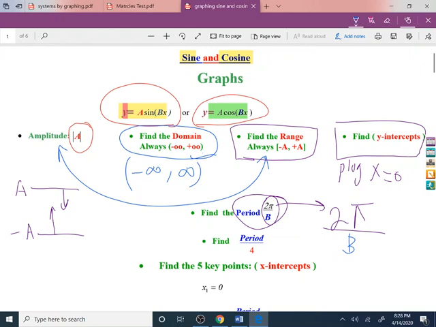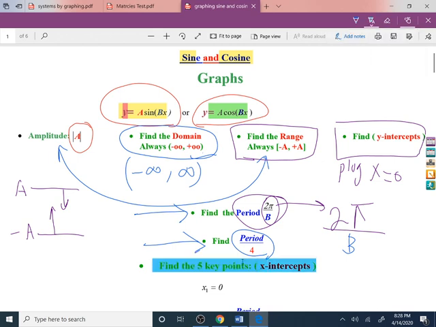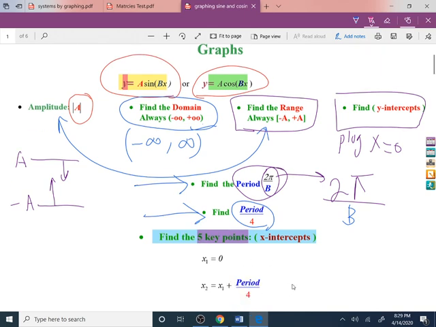Why am I asking you to find the period over 4? After you find the period from this step, you divide it by 4. Why do I ask you for that? Because this will help me to find the x-intercepts. How many points do I need for the x-intercepts? I need 5 points for the x.